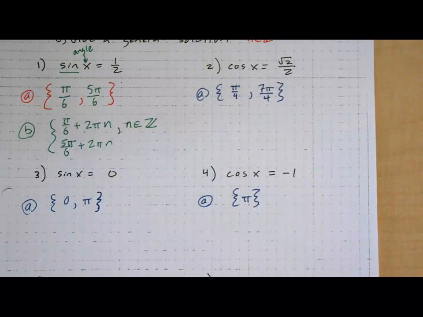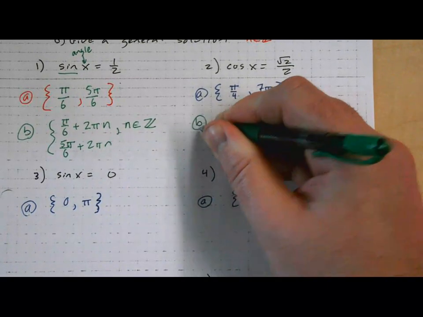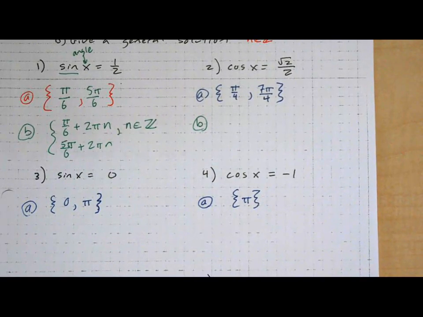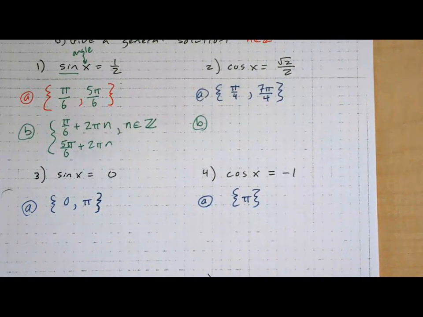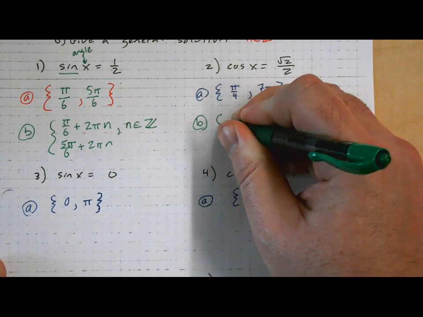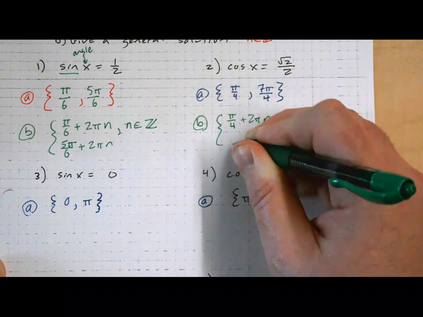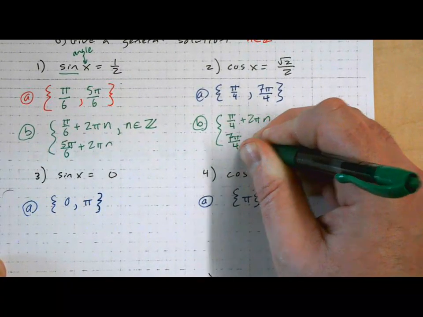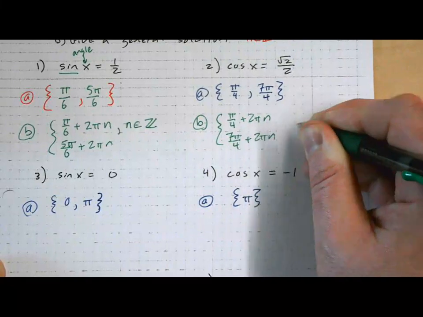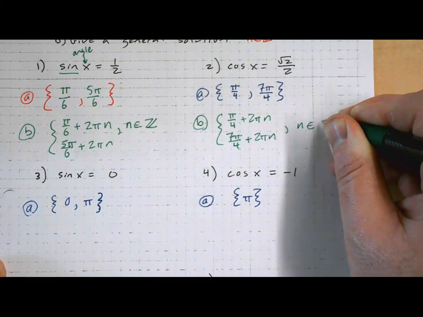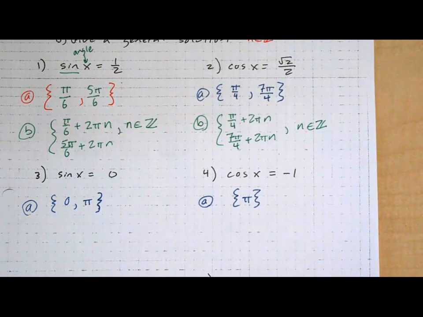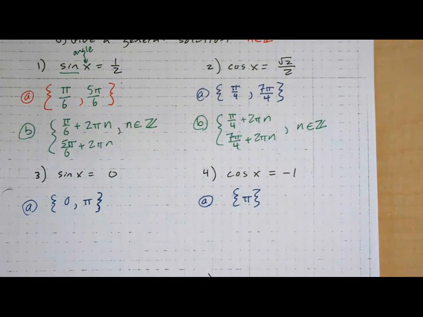All right, so number 2. Let's write our general solution here. We got pi over 4 and 7 pi over 4. So pi over 4 plus any multiple of 2 pi, and 7 pi over 4 plus any multiple of 2 pi, where n is an integer. Yes, that's got to be in there someplace. Some textbooks will use k instead of n as their counting variable. K and n are the most common counting variables that they use in math.